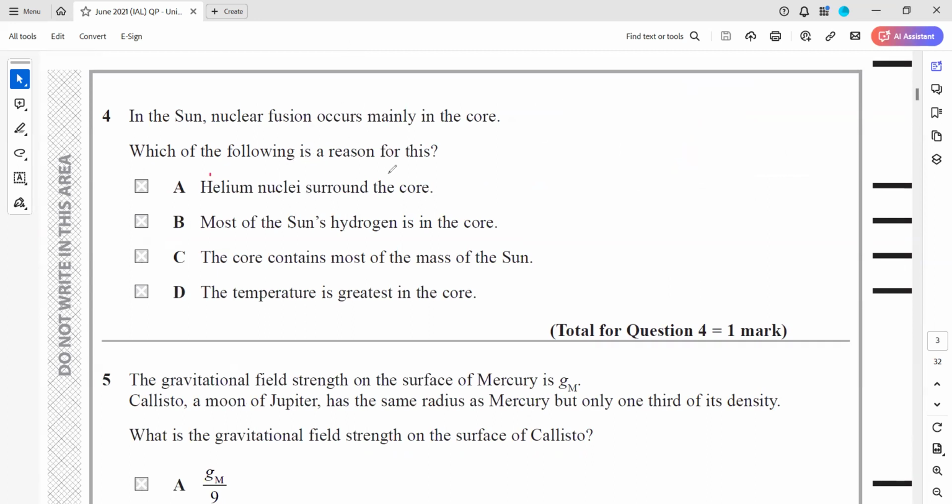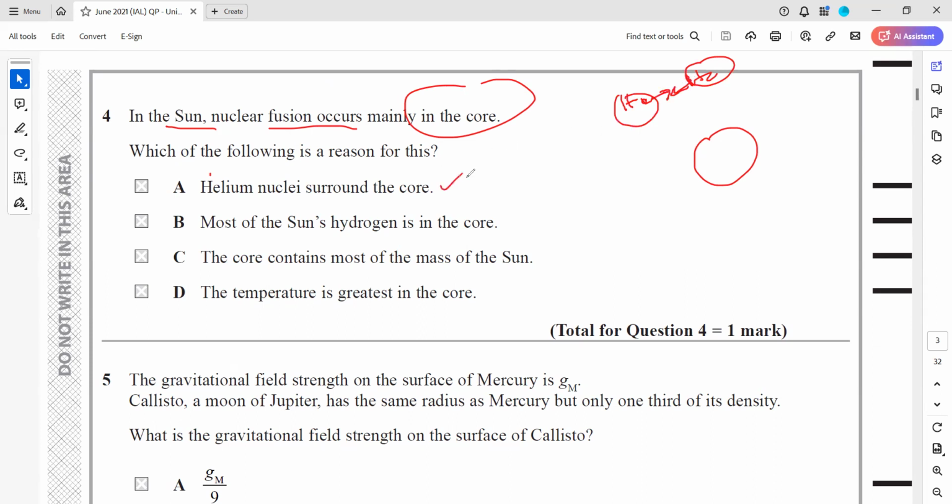Option: helium nuclei surround the core? Most of the Sun's hydrogen is in the core. They mentioned the fusion occurs mainly in the core. So what is the reason? Because for fusion, helium nuclei have a greater nuclear repulsion than hydrogen, so they need more energy to fuse.